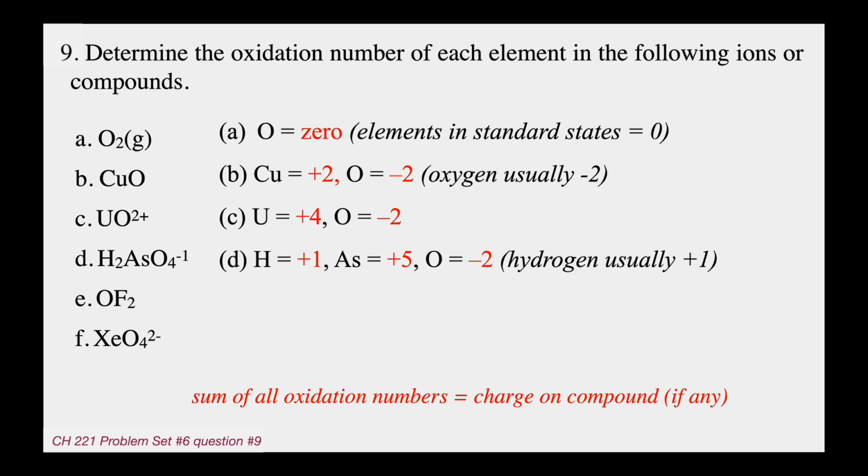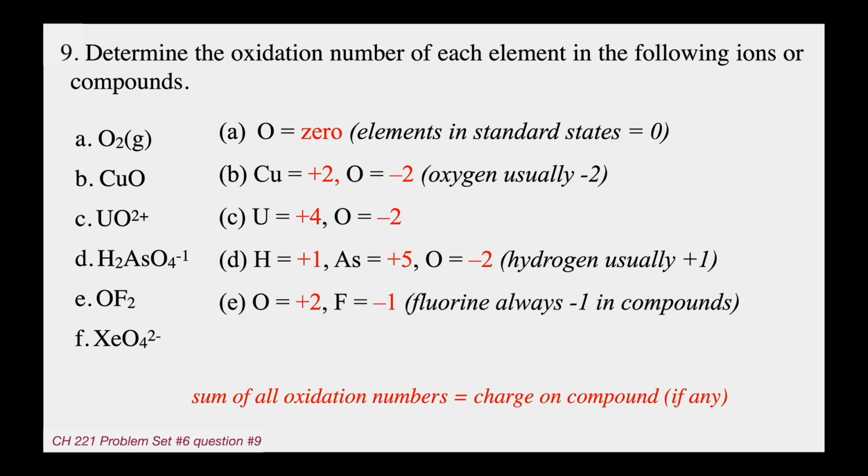Fluorine in a compound is always -1. So if there are 2 -1 fluorines, and that -2 plus oxygen is going to equal 0, because OF2 is neutral, that oxygen there is going to be a +2. So again, oxygen will not be equal to -2 if it's with fluorine or a peroxide, which are both rare, but I wanted to show you one here just to shake it up, I guess. Fluorine is always -1 in compounds, no exceptions.